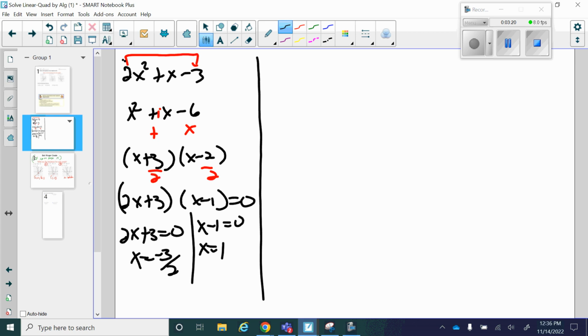The next one is x squared minus 4x. Again, this is not a difference of squares because the second term is not a perfect square, so I can't take the square root of both sides. However, my next step is to find the GCF. The GCF here is just x, which is a factor.